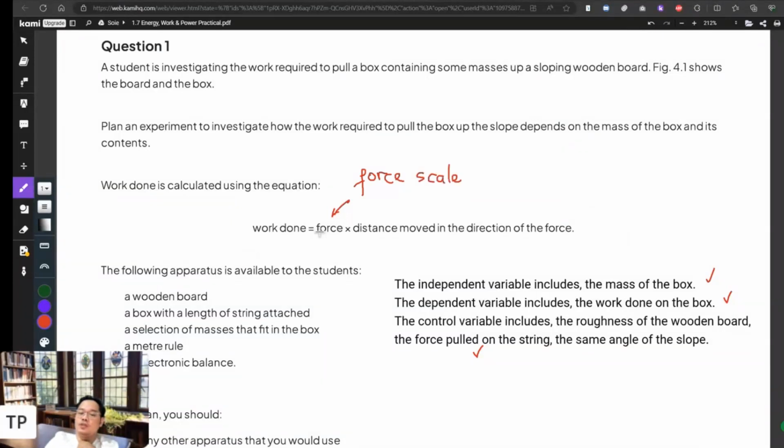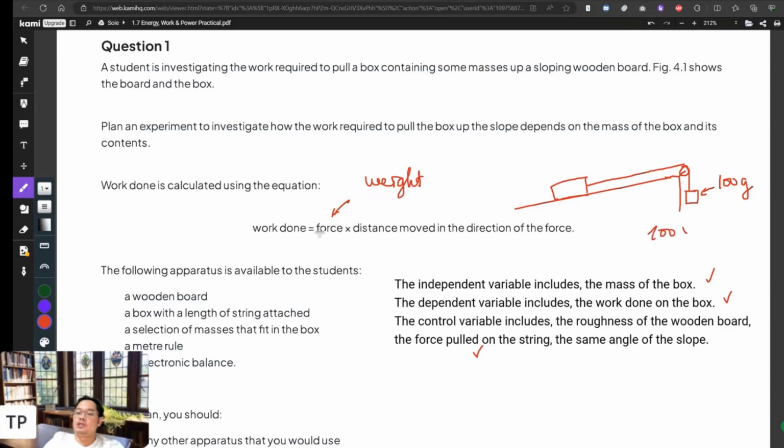Or instead of a force scale, you can use some weight like this. This is the incline, this is the box. You pull it. Here you need to put a pulley. And then you use some object with a known weight, like 100 grams. You can put this thing on the weight scale to know its mass, 100 grams. So the force, the weight of this thing, is 100 times 9.8.